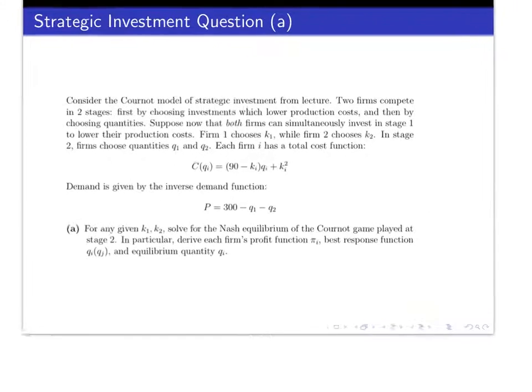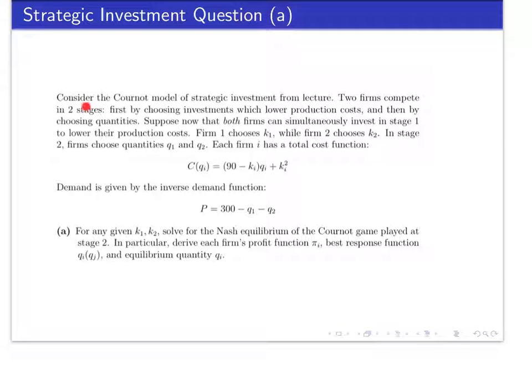Alright, so now we're doing strategic investment. Consider a Cournot model of strategic investment from the lecture. Two firms compete in two stages, so we've got two firms, two time periods. In time period 1, they choose investment levels that lower production costs, so you can think of the investment lowering the marginal cost. So that happens in time period 1. And then in time period 2, they choose quantities.